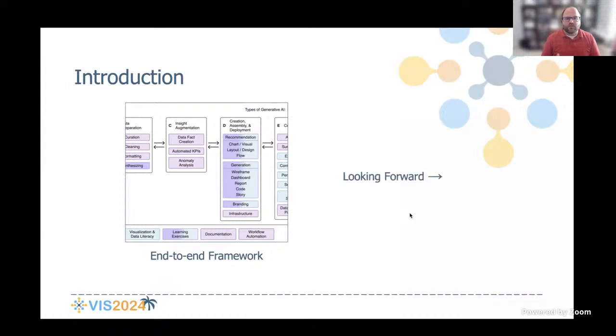And then we're going to look forward with a strong call to action to the visualization community, both researchers and practitioners. Now, I recognize that the examples we present here are not exhaustive. Things are very fluid, moving very quickly, but we wanted to rather give a starting point to anchor the visualization field in the shift that is occurring.